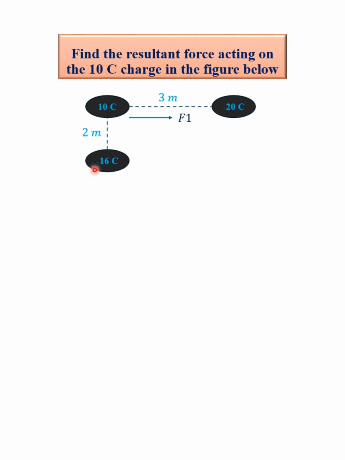Similarly, the negative 16 coulomb charge will attract the 10 coulomb charge to the south. Let's call that force F2. Now we have two components of force: the east, or the one to the right, F1, and the one to the south, F2. Let us find these individual forces.